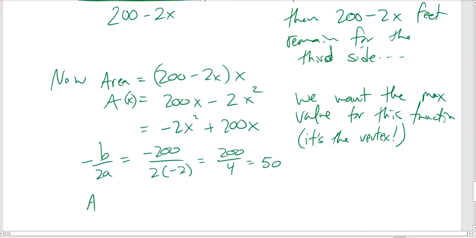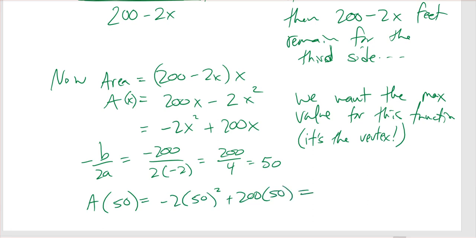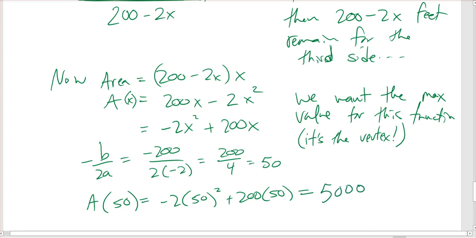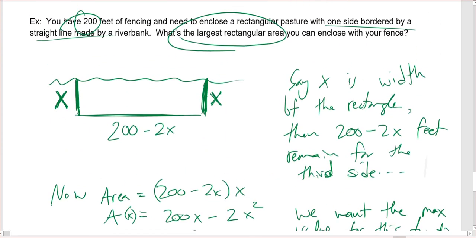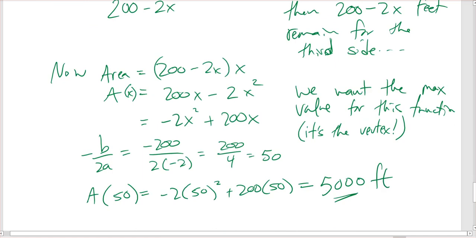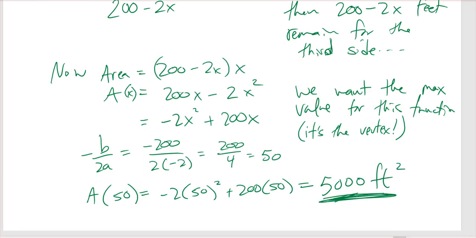And now we can find A of 50, because that's going to be our maximum area. So we can do that: negative 2 times 50 squared plus 200 times 50. And we can crank that out. We can use a calculator, or we can do that by hand, and we would find that it's 5,000. I think these were feet. Yes, it was feet, so feet squared. So that's the maximum area that we can enclose.